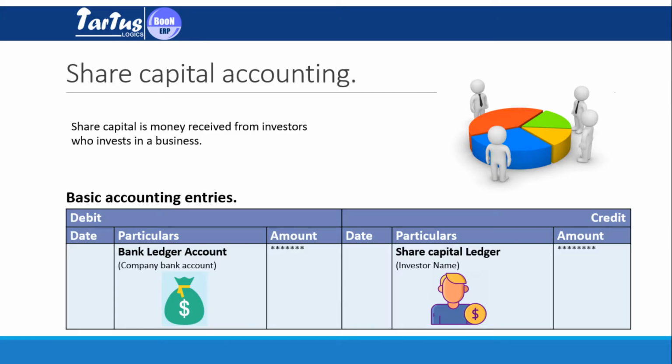Hello everyone. Today we will discuss share capital accounting in Boon application. As we all know, the investment received in a business is accounted as the share capital of the business. Basic accounting entry for share capital is credit share capital ledger with investor as subledger, debit bank ledger.